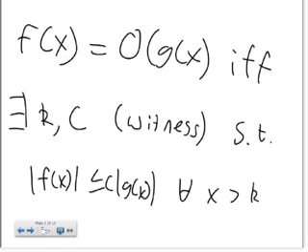And so what this means is that the function f of x grows slower than a fixed constant multiple of g of x as x grows without bound towards infinity. So this is like putting an upper limit on the function and saying you're always going to be less than this upper limit.